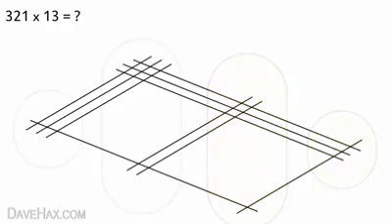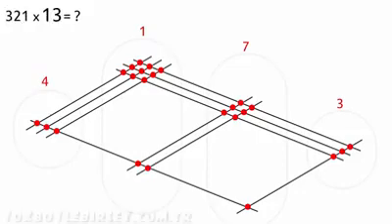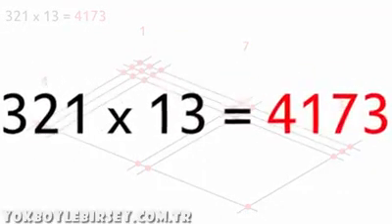Then starting from the right again, we'll count out the dots. 3, 1 at the bottom, 2, 3, 4, 5, 6, 7. Then 1, 2, 3, 4, 5, 6, 7, 8, 9, 10, 11. So again, we leave the last digit there, carry the first digit over to the next zone, and add it to the dots. 1, 2, 3 plus 1 gives us 4. 4, 1, 7, 3. So our answer, 321 times 13, is 4,173.